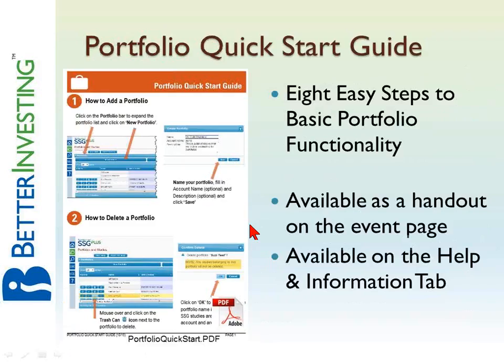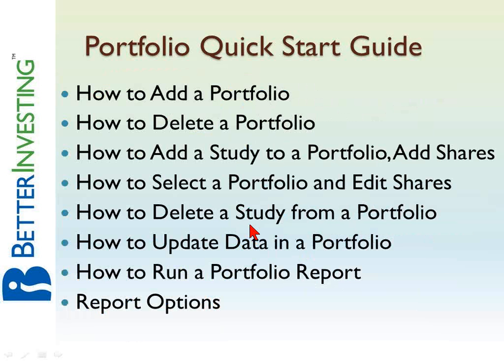Our webinar tonight is going to primarily follow the flow of our Portfolio Quickstart guide. In your control panel, there's a handout section, and the Portfolio Quickstart guide is located there as a handout. It's also available in the tool in the Help and Information tab. It gives you 8 easy steps to get the basic portfolio functions done. It's just a couple page document, and about half of our presentation is going to cover that. These are the 8 steps. We'll hit them live, but this gives you a little bit of a rundown. This is what is in the Quick Start Guide.